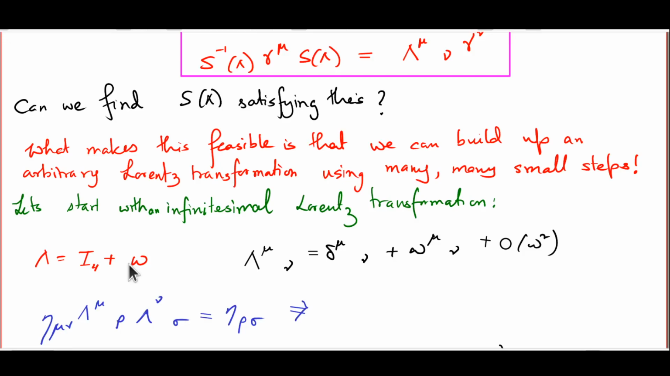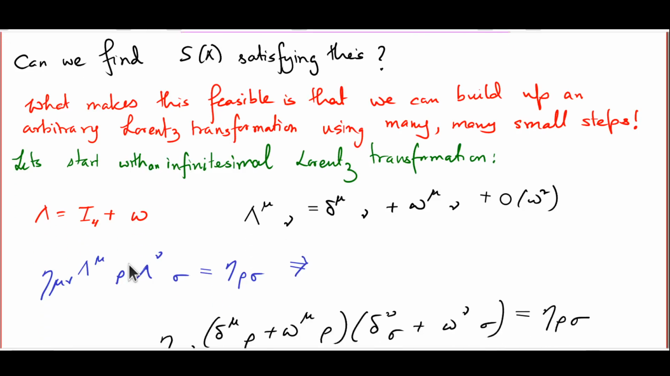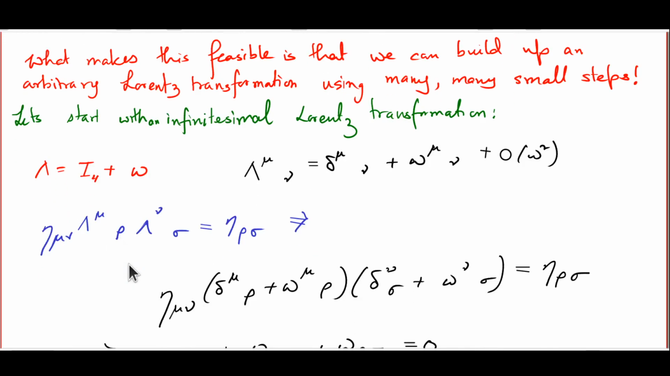This, after all, is nothing but the statement that the interval is invariant, and if we use our infinitesimal matrix components in this relationship, we get eta mu nu times delta mu rho plus omega mu rho, that's of course lambda mu rho, times delta nu sigma plus omega nu sigma must be eta rho sigma. Now, if we multiply out the brackets here, we will get 4 terms, but of which the last one will have 2 omegas that will be higher order or quadratic order in omega, and we can safely ignore that.